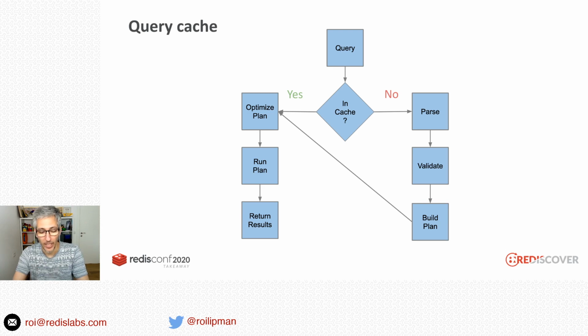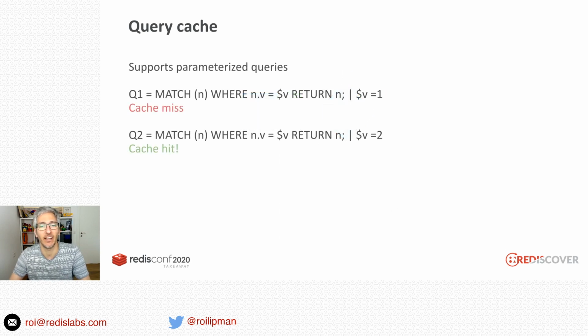And so if you reissue that query, then if it is found in the cache, we can skip the parse, validation, and execution plan construction phase and just get the cached execution plan, optimize it, run it, and produce your result set. Now, the query doesn't have to match itself exactly.